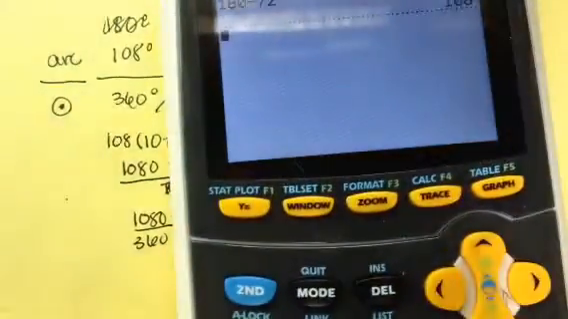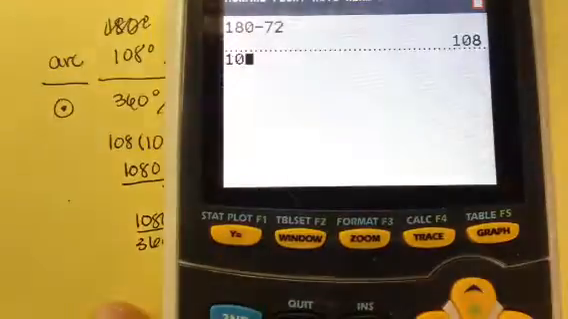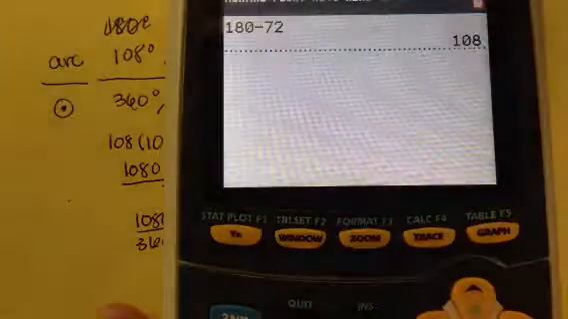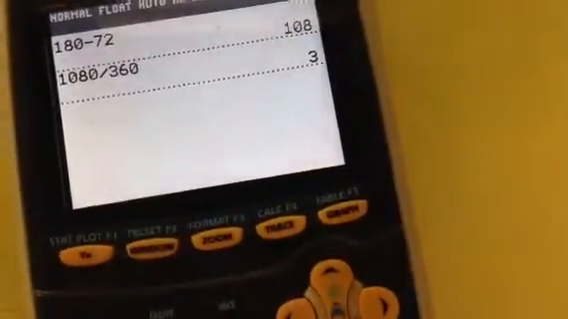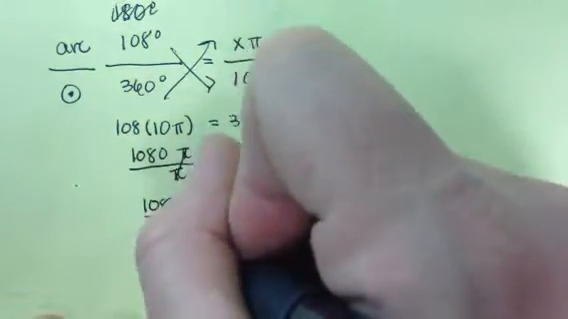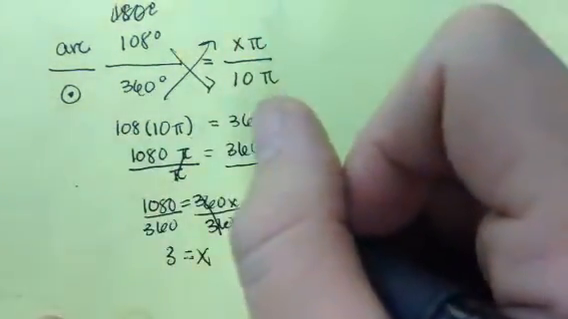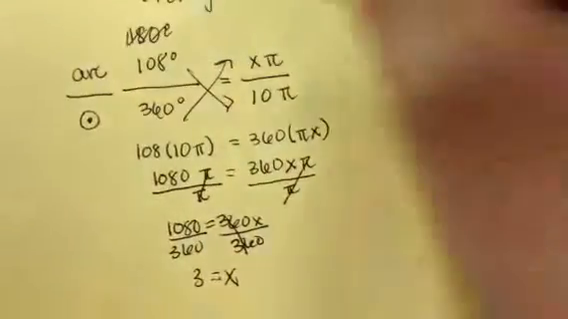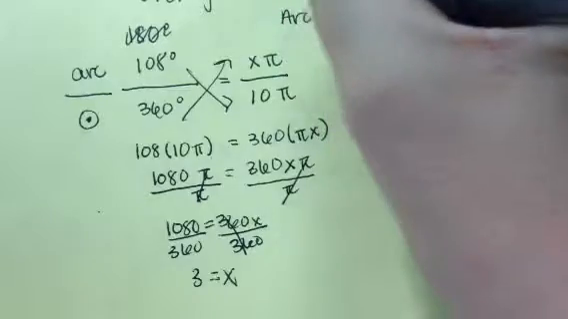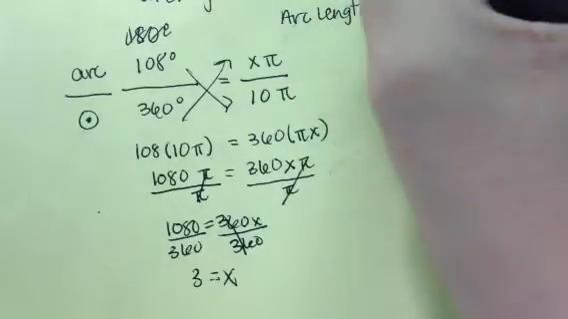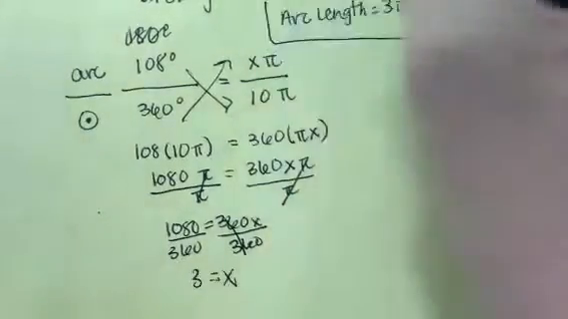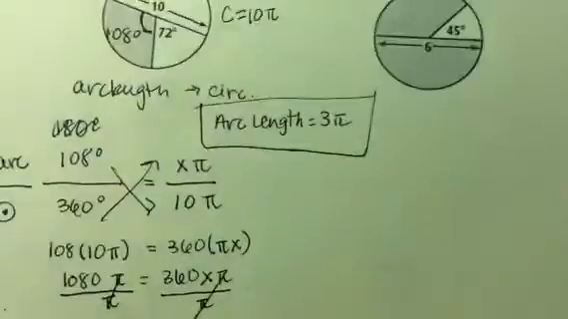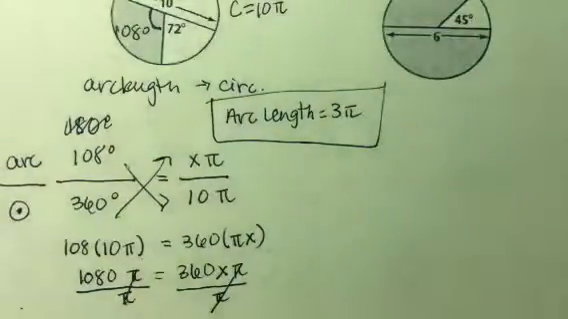In my calculator, 1080 divided by 360 is 3. So 3 is my value of x, which means my arc length is 3 pi. So I'm going to write arc length equals 3 pi. All right, so my arc length is 3 pi.